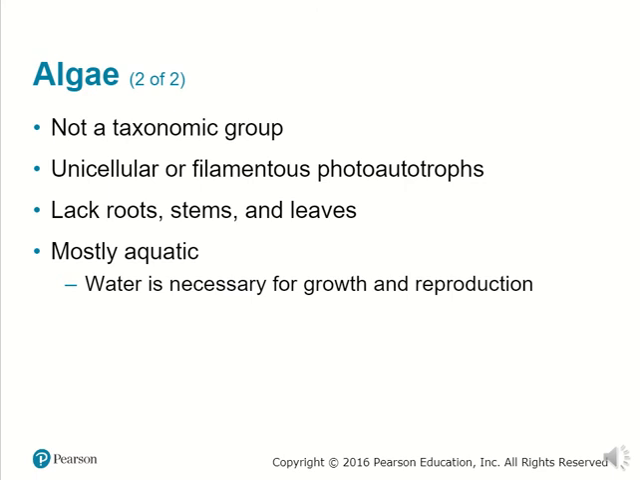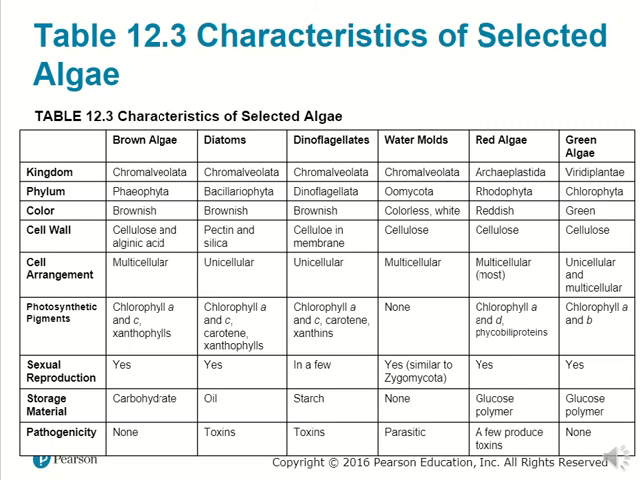Now for algae, there isn't a particular taxonomic group for them. They can be unicellular or filamentous photoautotrophs. They lack their own roots, stems, and leaves. And they're typically mostly aquatic, and water is necessary for growth and reproduction. But in the case of lichens, the fungus helps the alga to actually be on drier areas and on land. And there's just a wide variety of examples of algae.